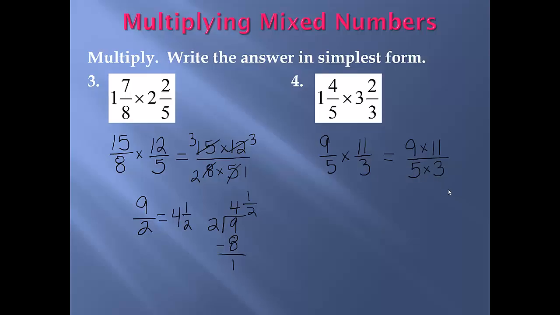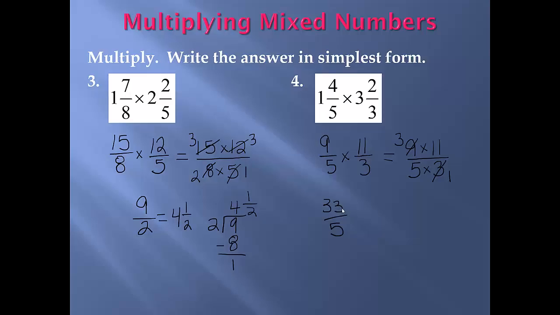We are able to simplify in this problem. We have a 3 in the denominator and a 9 in the numerator, and we can divide both of those by 3. So 3 divided by 3 is 1, and 9 divided by 3 is 3. We are not able to simplify the 5 and the 11, so we keep those the same. So now we do 3 times 11, which is 33, and 5 times 1 is 5.